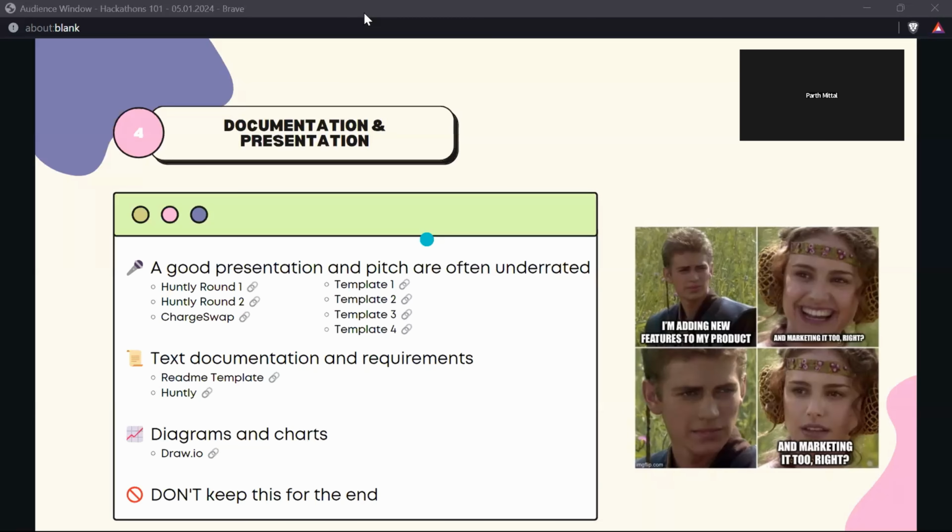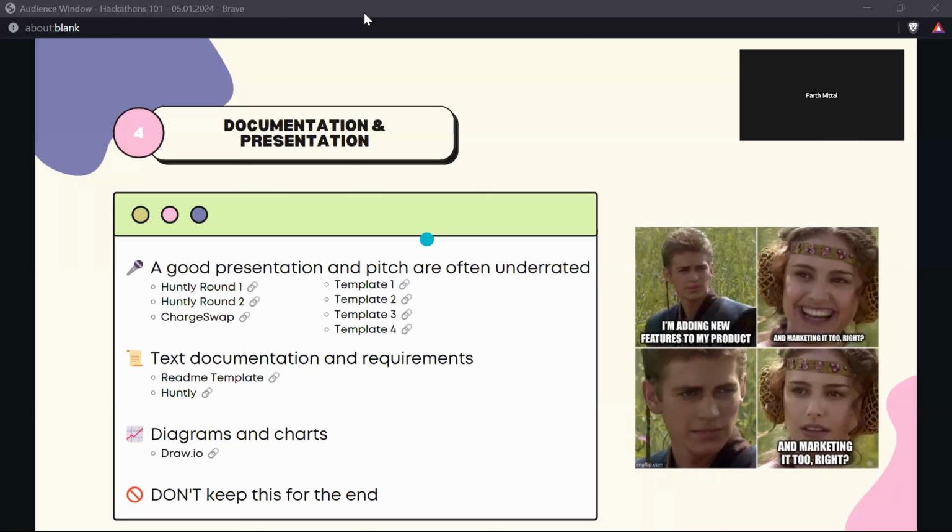Keep your README very structured. Again, there's a README template link there. You can also build diagrams and charts. We always build something known as a network diagram using a tool called draw.io. It looks really nice and gives you a good way to explain things.